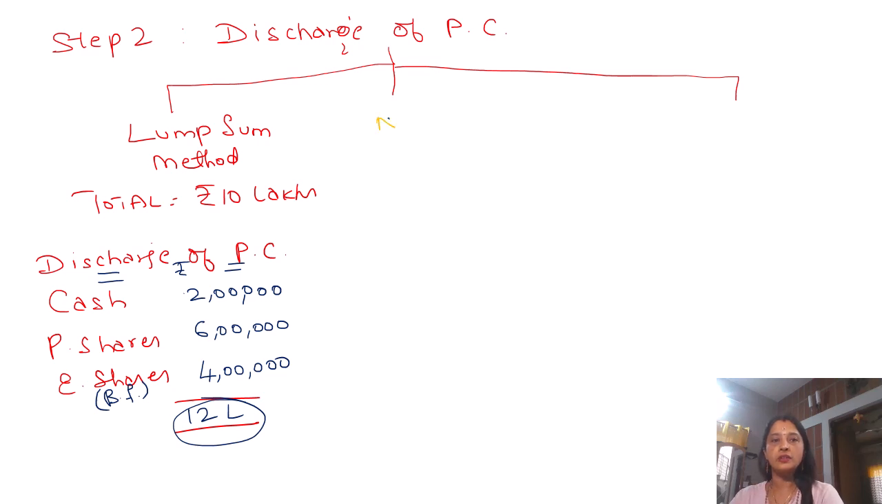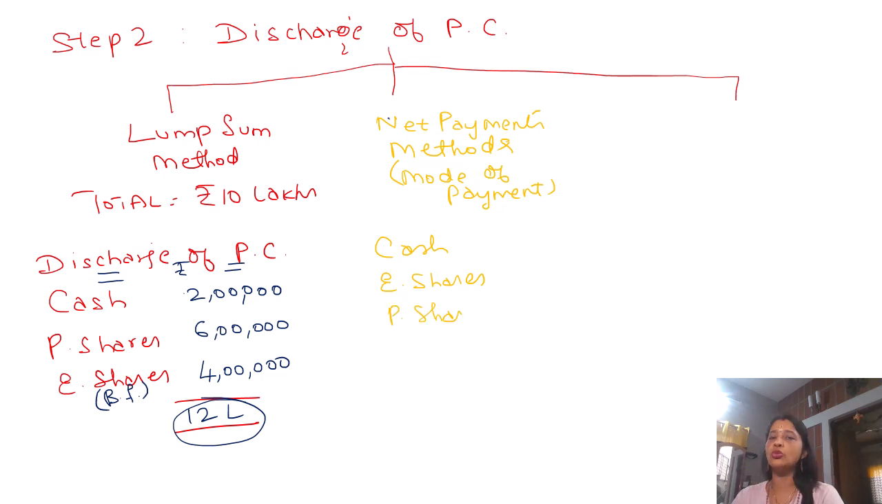net payments method. Now in net payments method, they would have given you completely the mode of payment. Mode of payment is known. So how much cash was given, how much equity shares were given, how much preference shares were given. You know each and everything, all the three components you know.